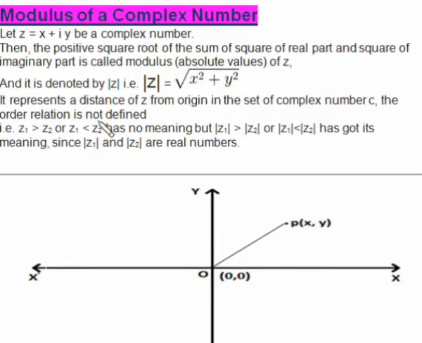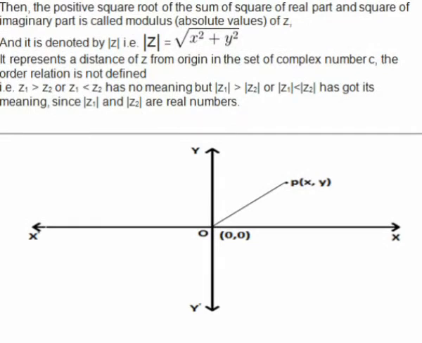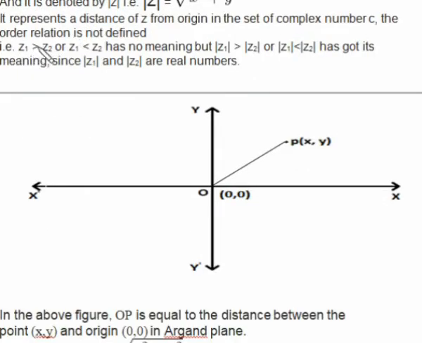See, the order relation is not defined. Okay students, z1 greater than z2 or z1 less than z2 has no meaning. We never say this complex number is greater than that complex number or less than that complex number. But when we find its magnitude, when we find its modulus, we get the exact real value. So then we can say which one is greater and which one is lesser. So without mod there is no meaning. With mod it has meaning.